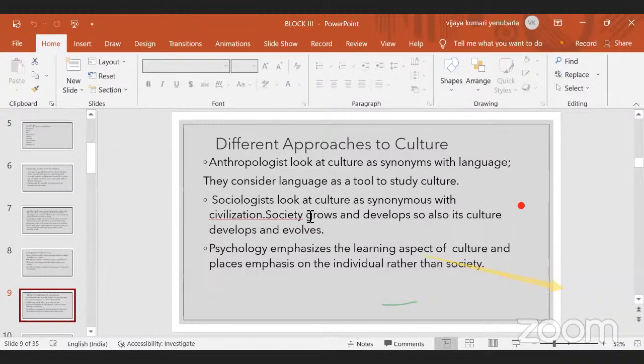So society grows and develops, and so its culture develops and evolves. Society grows as civilization grows, so the culture also develops.